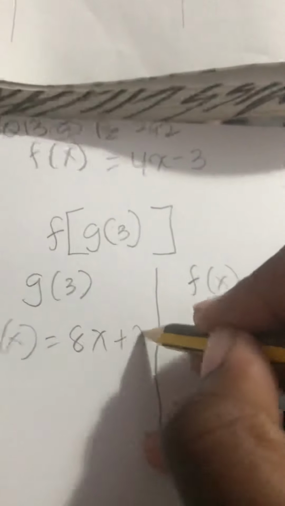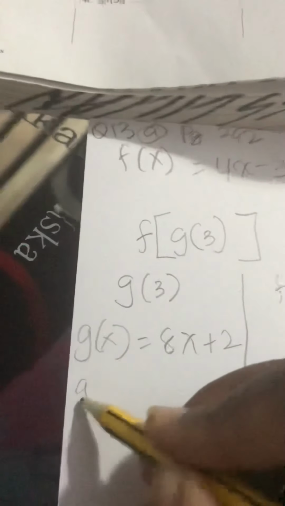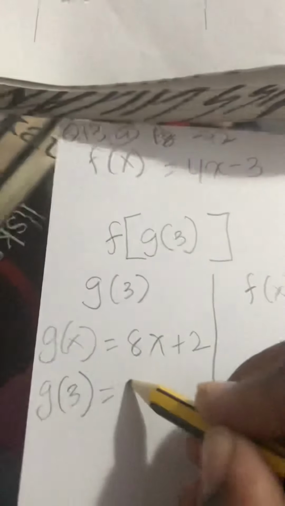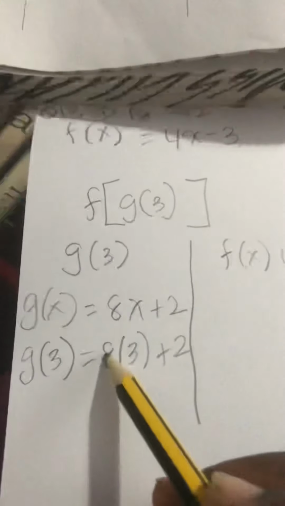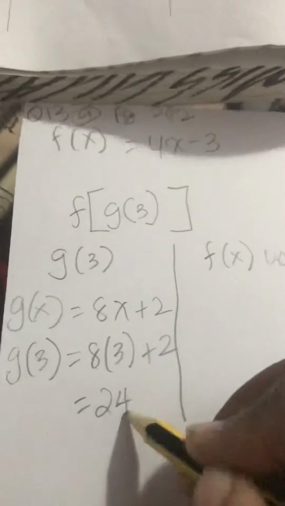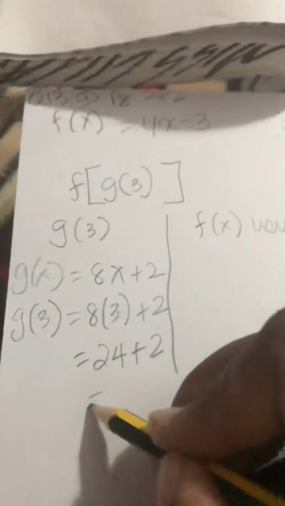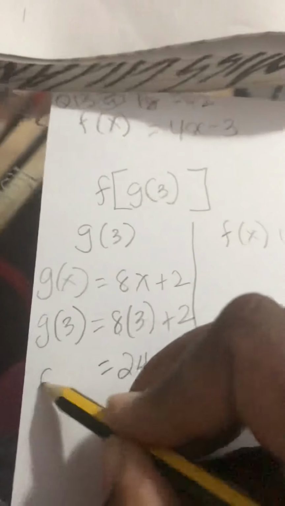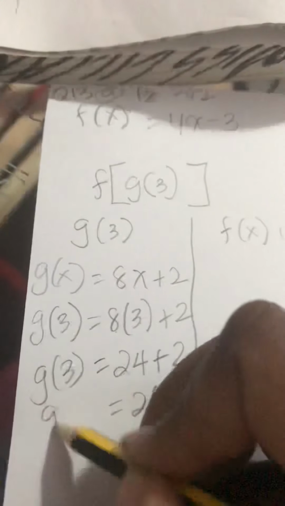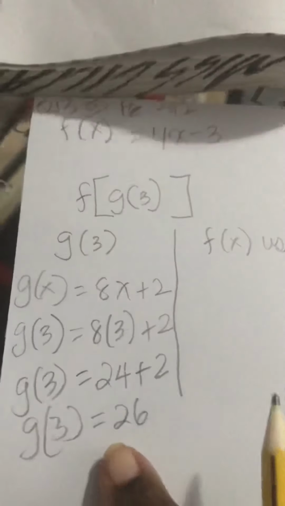G of x is 8x plus 2. G of 3 is 8 times 3 plus 2. 8 times 3 means 24, plus 2, which is 26. So g of 3 is 26. But this is not your answer to this question.